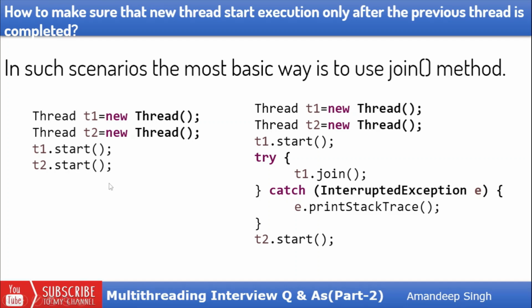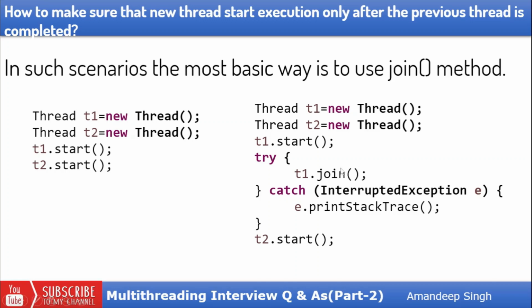If we see on the left hand side, this is how ideally we should create and start the thread. But if we do it this way, we don't know when these two threads will execute because the execution depends on the scheduler. It is possible that thread 2 can start before thread T1 as well. So how can we make sure that first T1 starts, and once T1 execution is complete, then T2 should start?